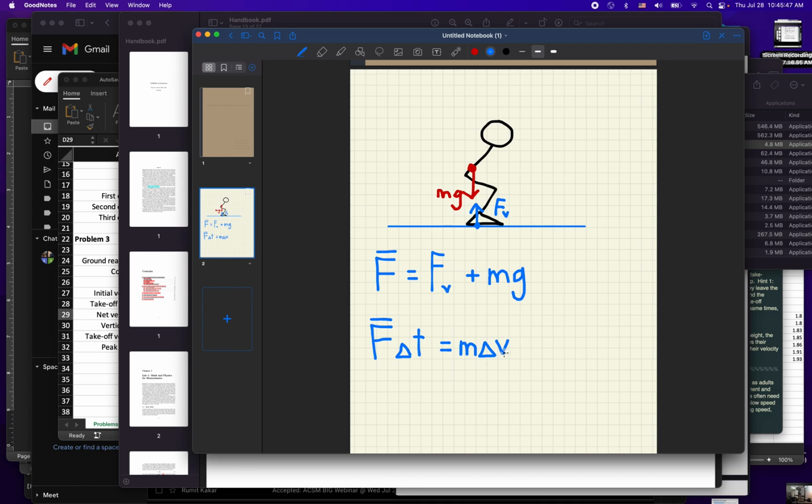Okay. So this change in velocity, you can also think of that as mass times the velocity that I end up at, v1, minus the velocity that I start at, v0. Okay.